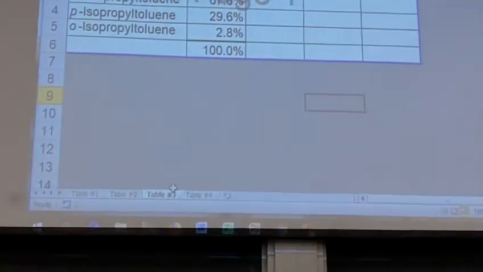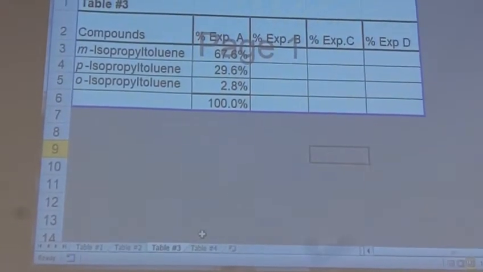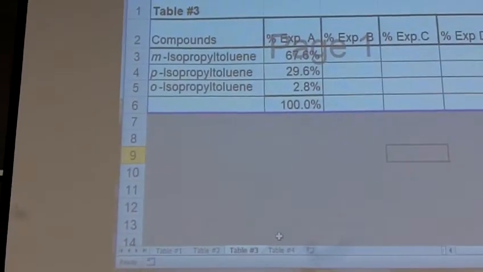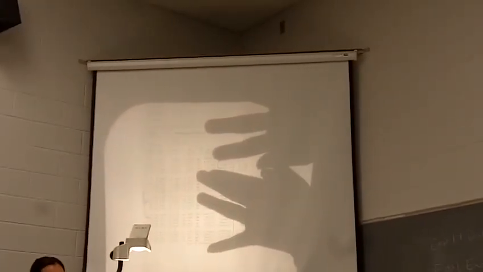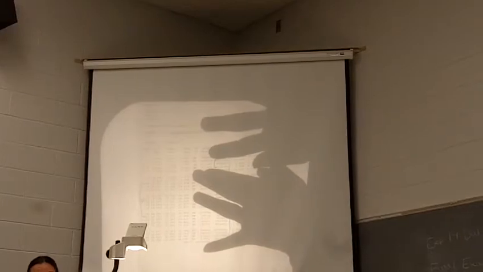So then the next table, you're just going to look at the isopropyl toluene. So now you've got a much smaller subset that you're looking at. It's just these 3. You'll add those 3 areas together. That's your new total area. And then you'll divide each of these individual areas by that new total area to come up with the percentages for meta isopropyl toluene, para isopropyl toluene, ortho isopropyl toluene. And again, it should add up to 100%.